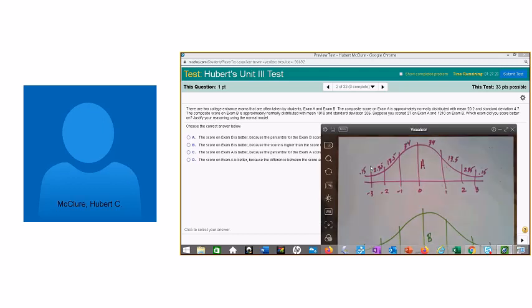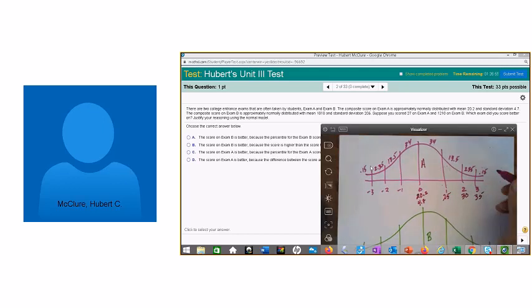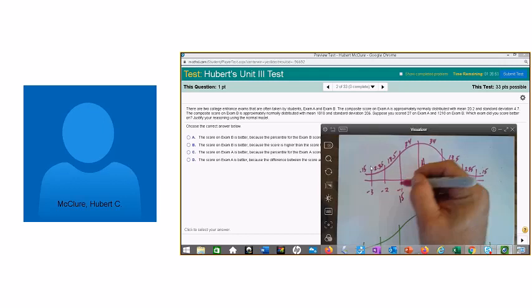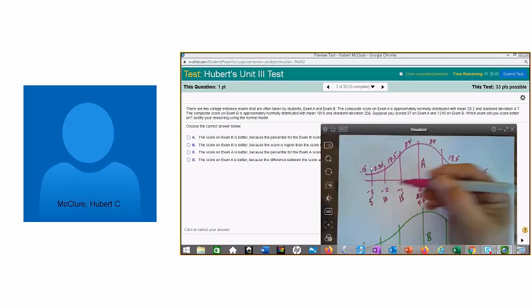Okay, it says exam A is normally distributed with a mean of 20. I'm sorry, I'm going to use 20 and 5. So this will be 25, this will be 30, this will be 35. This will be 15, 10, and 5. Okay, you're not supposed to do that, but I'm doing it because I'm not going to sit here and try to do those decimals in my head.